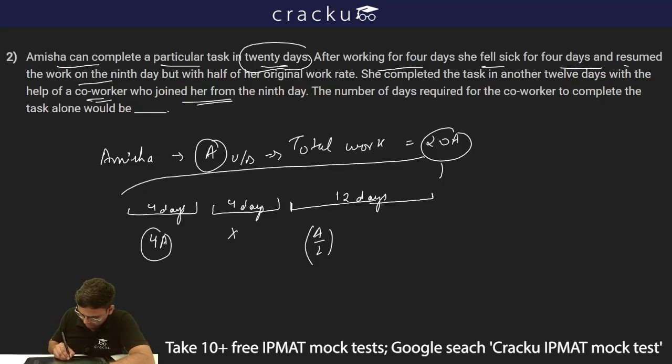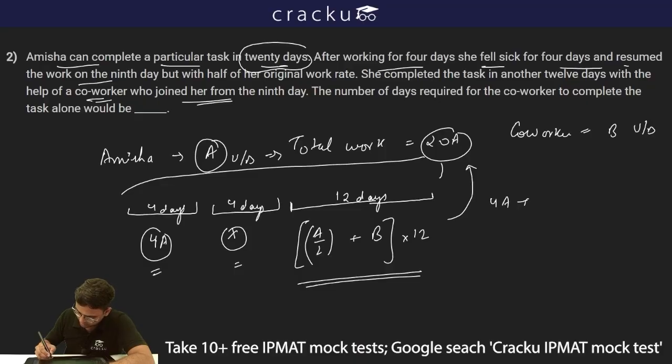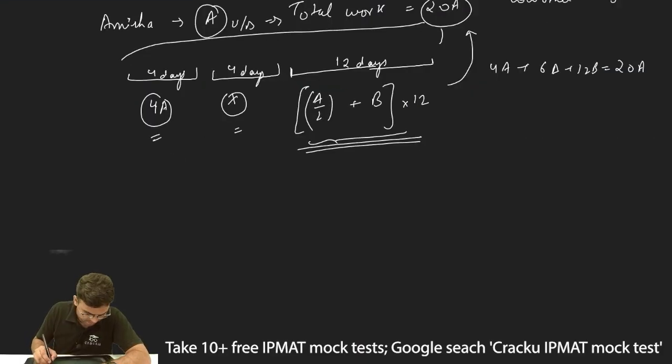So from this 9th day, there was one more co-worker who joined her. So let's say the co-worker's efficiency is B units per day. So (A by 2 plus B) multiplied by 12. In the sick period, there was no work. This is 4A, then no work, and then (A by 2 plus B) into 12. This should be equal to 20A. So if I solve this equation, it will be 6A plus 12B equal to 20A. Solving this, 12B is equal to 20A minus 10A, which is 10A. So 12B is equal to 10A, or B is equal to 5A by 6.